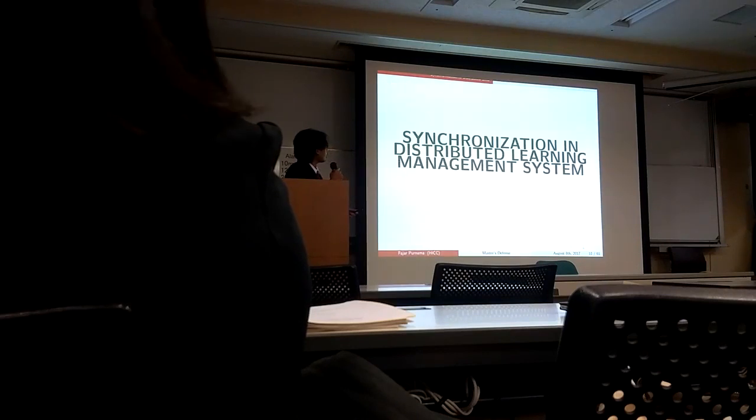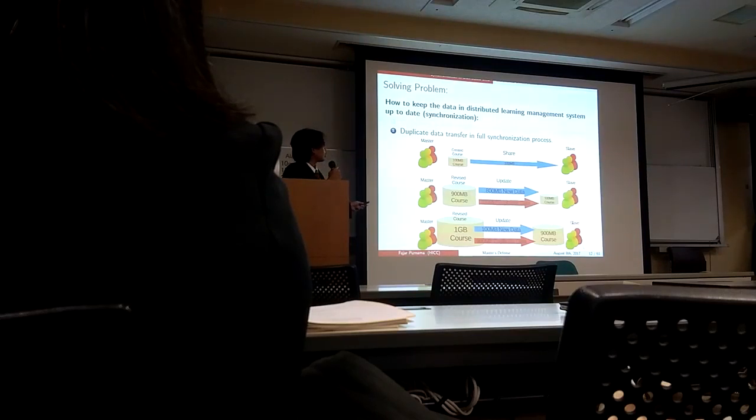Moving on, the next topic, synchronization in the distributed learning management system, tackles the problem of duplicate data transfer in the full synchronization process. When doing synchronization by default, the master doesn't care how much the slave already has. So even though the slave, for example on the very bottom of this slide, already has 100 megabytes of courses out of the 1 gigabyte in the master, the master will just send the whole 1 gigabyte of courses.